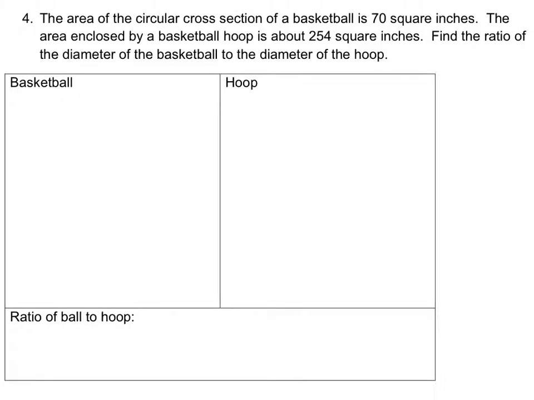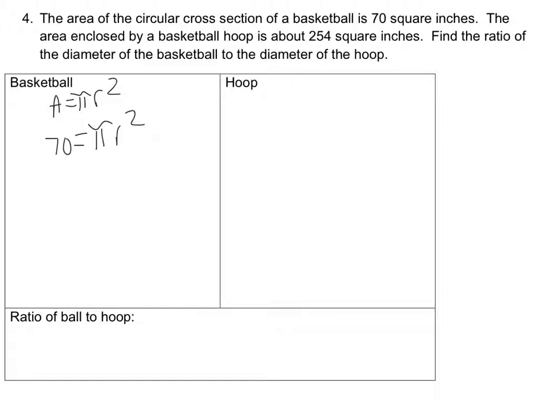Alright, it says the area of a circular cross-section of a basketball is 70 square inches. The area enclosed by a basketball hoop is about 254 square inches. Find the ratio of the diameter of the basketball to the diameter of the hoop. Okay. Well, the area of a circle is pi r squared. So this is 70 equals pi r squared.